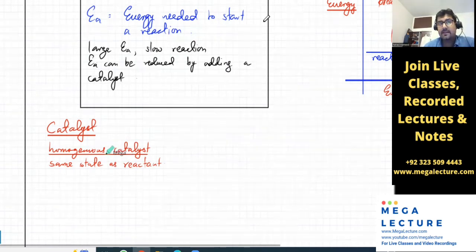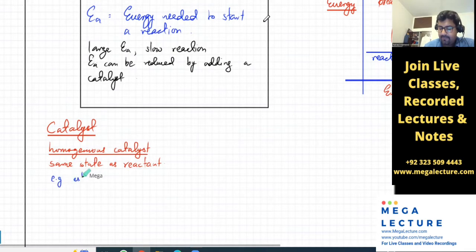One of them is esterification. If you remember esterification, everything was aqueous, right? And the catalyst was acid. So you had an acid catalyst, H2SO4. So they were all in the aqueous state. They were all in the same physical state.